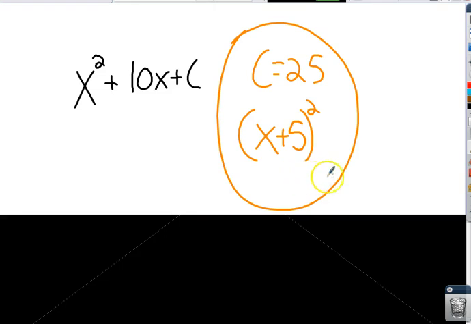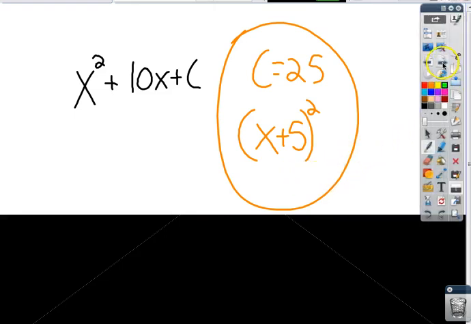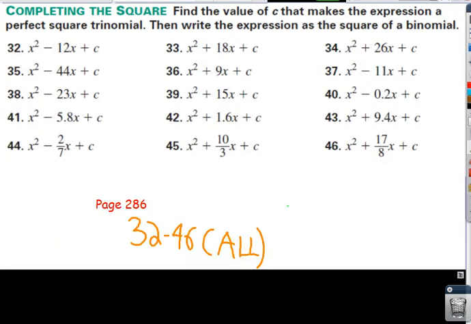Now you are ready to attack all of the sample problems right here. Look at all these wonderful problems. Go henceforth and work on these particular problems. Find the value of C that makes the expression a perfect square trinomial. Then write the expression as a square of a binomial. Remember, we just talked about that. Beware these. Ooh, fractions. But fractions are our friend, not food. Go henceforth and do.